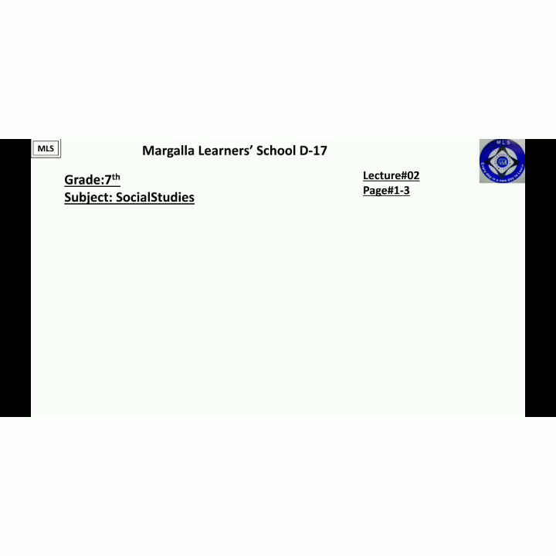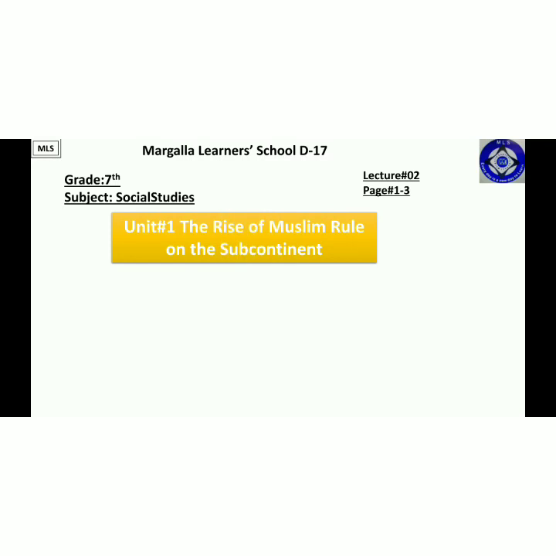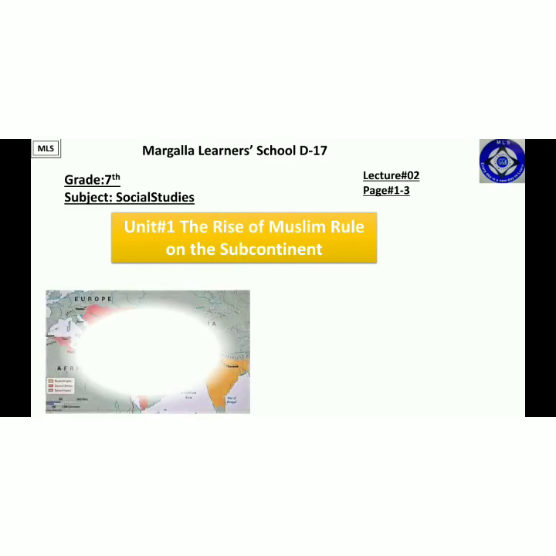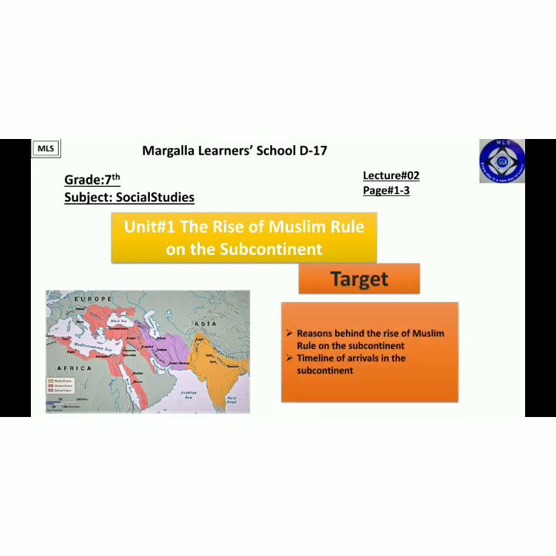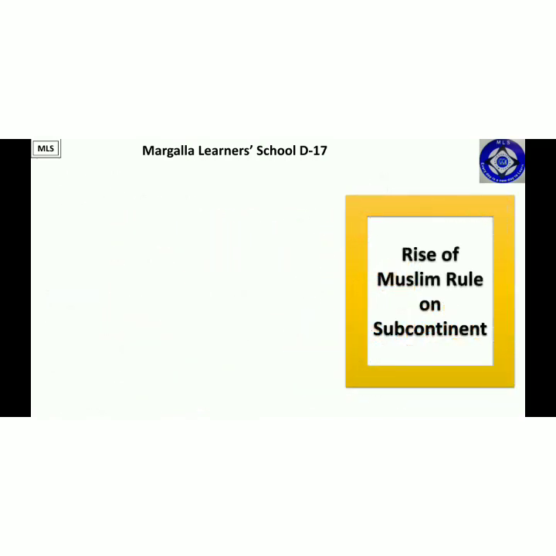I hope that you have written your new words on loose sheets and also you have revised your map. We are on chapter number 1, the rise of Muslim rule on the subcontinent, and our today's target is to know the reasons behind the rise of Muslim rule on the subcontinent, and we would also see the timeline of arrivals in the subcontinent.